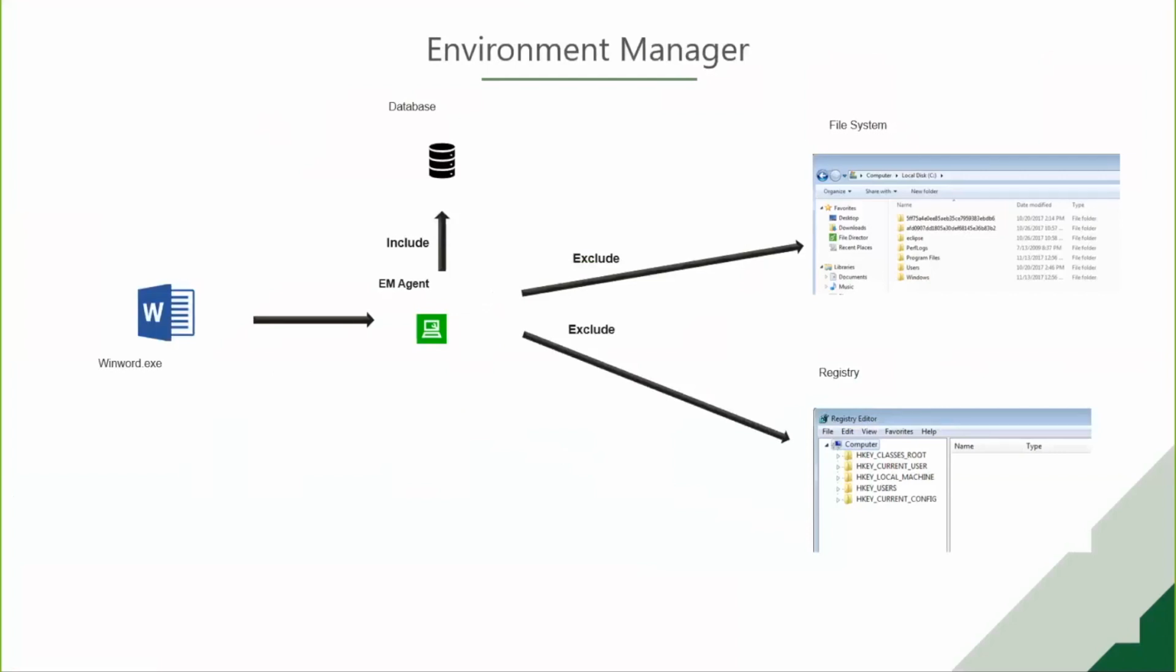The average user profile is only something like 30 megabytes of actual personalization data that they care about. Yet you've all opened up profiles and seen them be 10 gigs, 20 gigs, all these big, giant, monstrous disasters. So we include all the good stuff. We exclude everything else. So that's how the Environment Manager agent works.